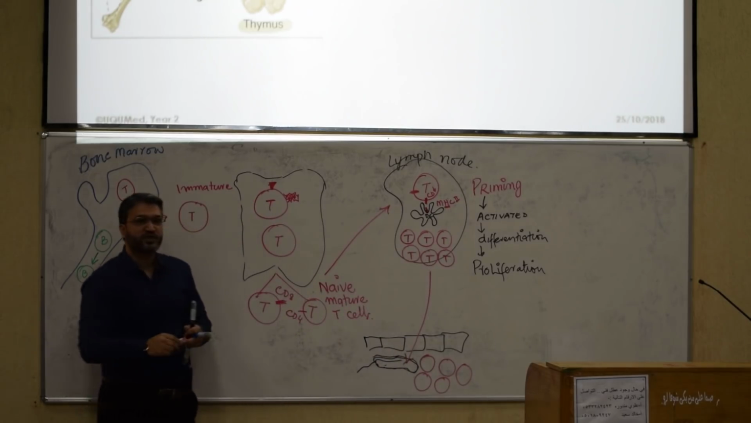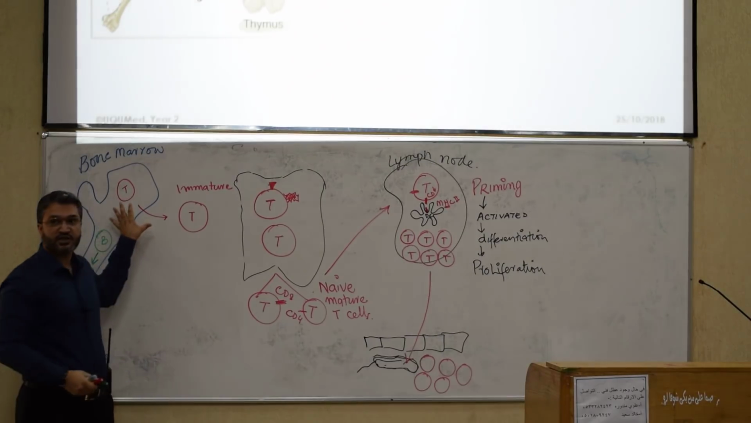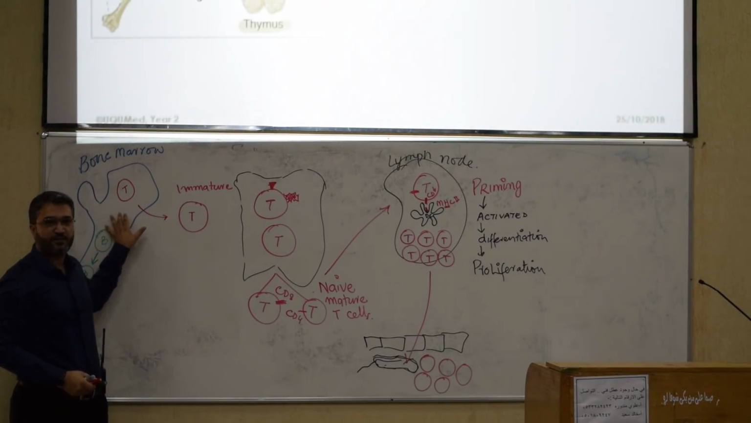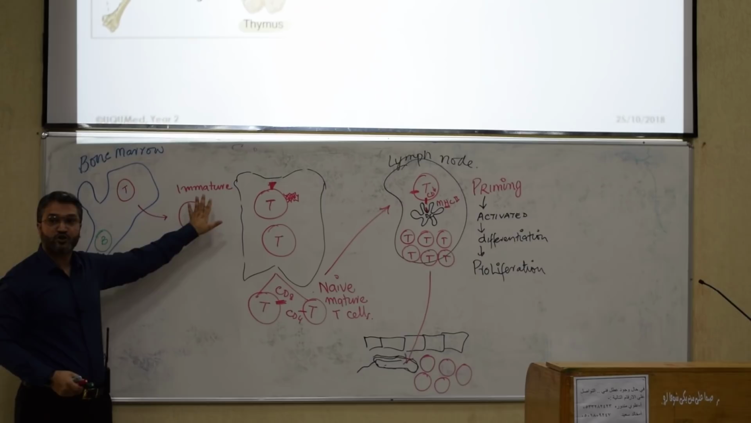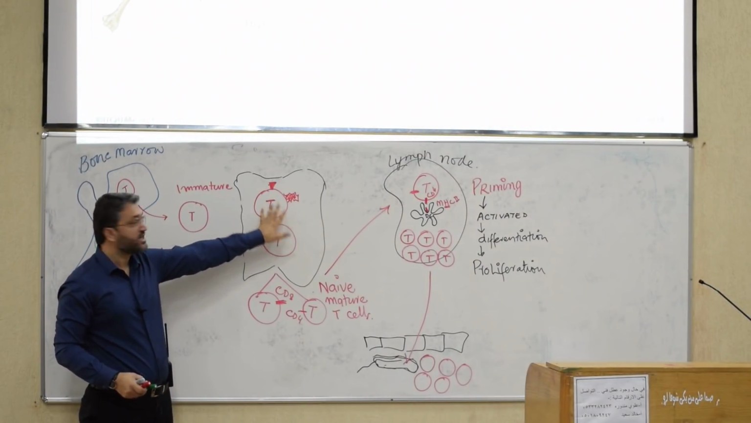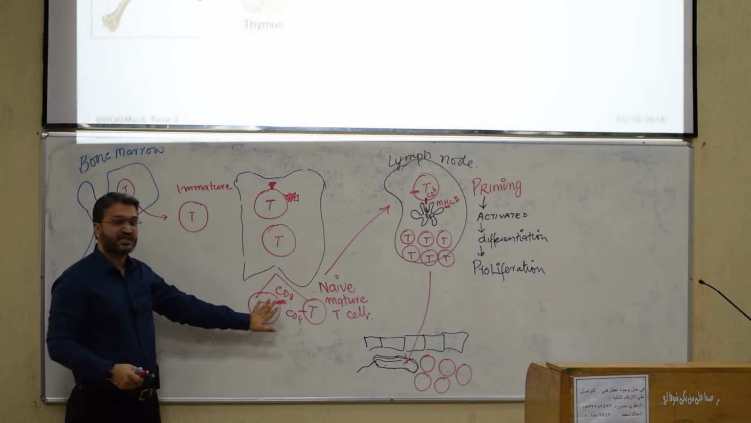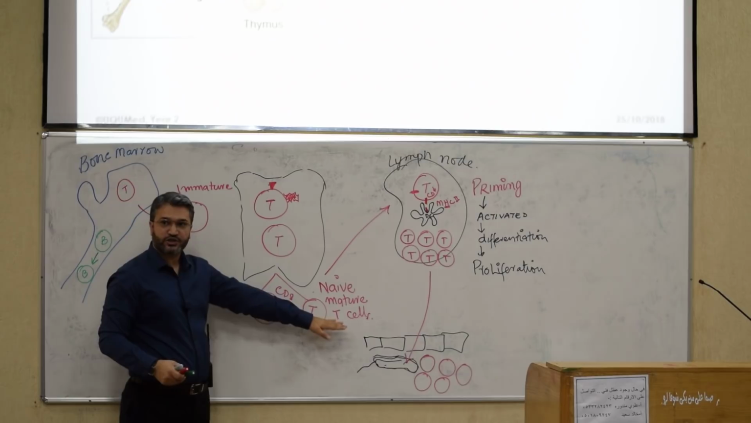It has to move to the tissue. So far we are all good that they are produced in the bone marrow, that is called development. Then they come out as immature T cells. The maturation takes place in the thymus where the certain receptors will come. After that it leaves the thymus as a naive mature T cell.